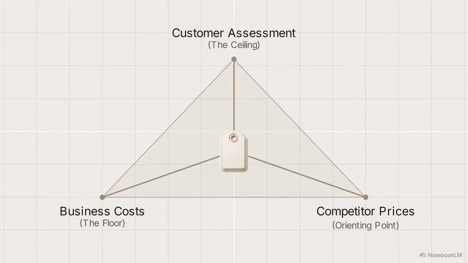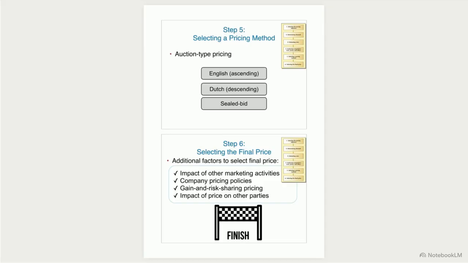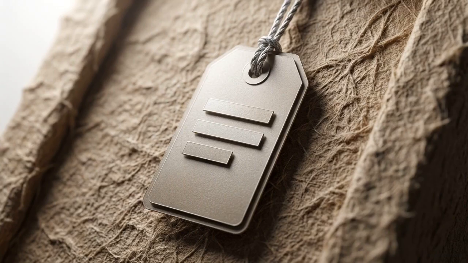guesswork. Step 6 is selecting the final price. Even after the math is done, the number must be adjusted for the real world. Companies run the price against internal policies, risk-sharing agreements, and the potential reactions of distribution partners. Completing these 6 steps provides a structurally sound price tag that is ready for the marketplace.